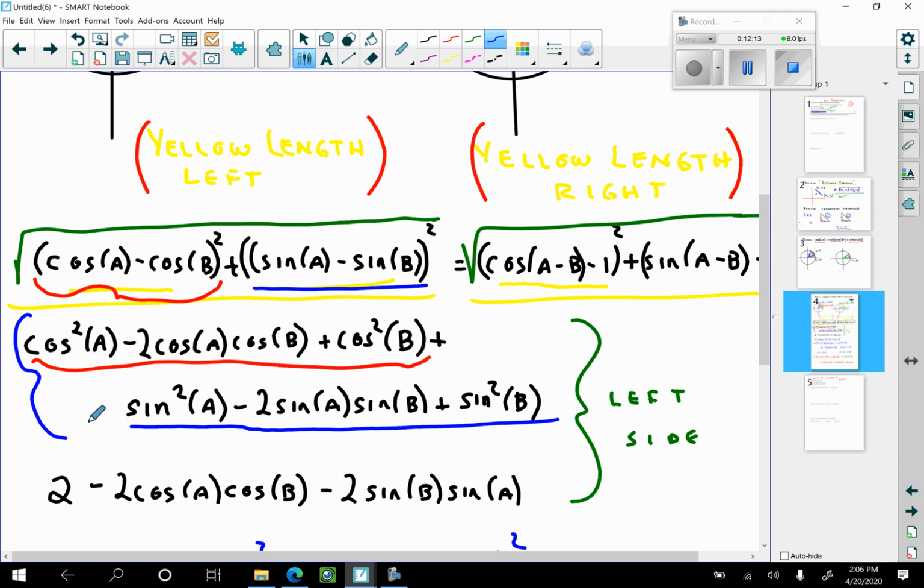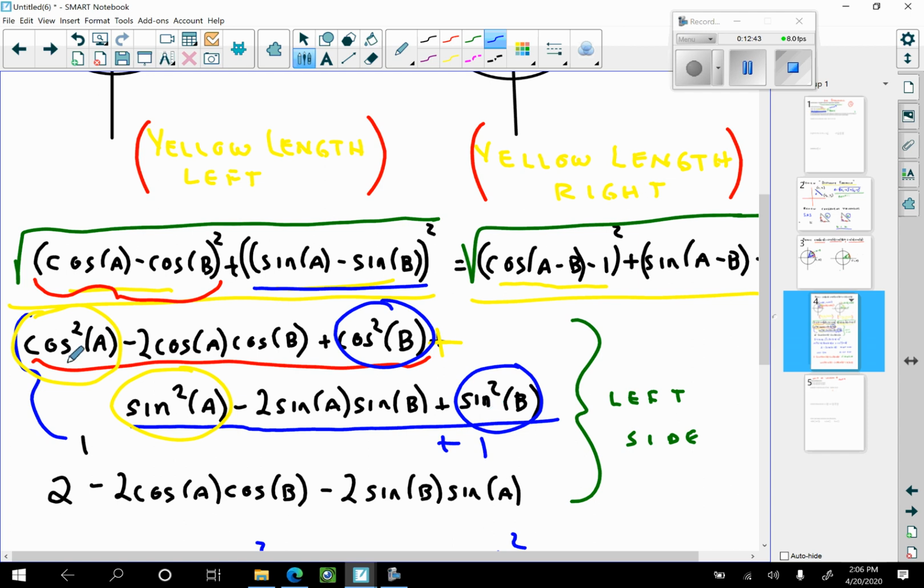Oh, and look at this, ladies and gentlemen. I have cosine squared a plus sine squared a. This is a plus sign here, don't forget. Well, what's cosine squared plus sine squared? That's equal to 1. And look what else I have. I have cosine squared b and sine squared of b. What does that equal? That's another plus 1.